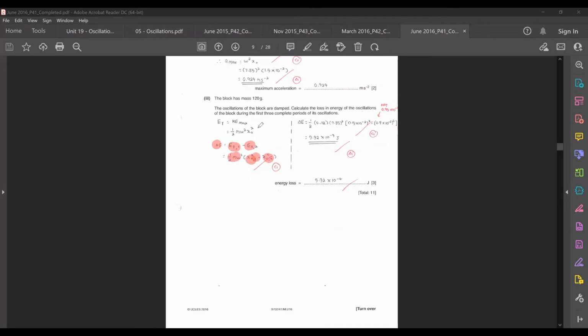And then after that, you're going to get half times 0.12 times 7.85 square, multiplied with 1.5 centimeters square minus 0.9 centimeters square. But remember to change that to meters in the first place. Then your final answer should be 5.32 times 10 to the power minus 4 joules.